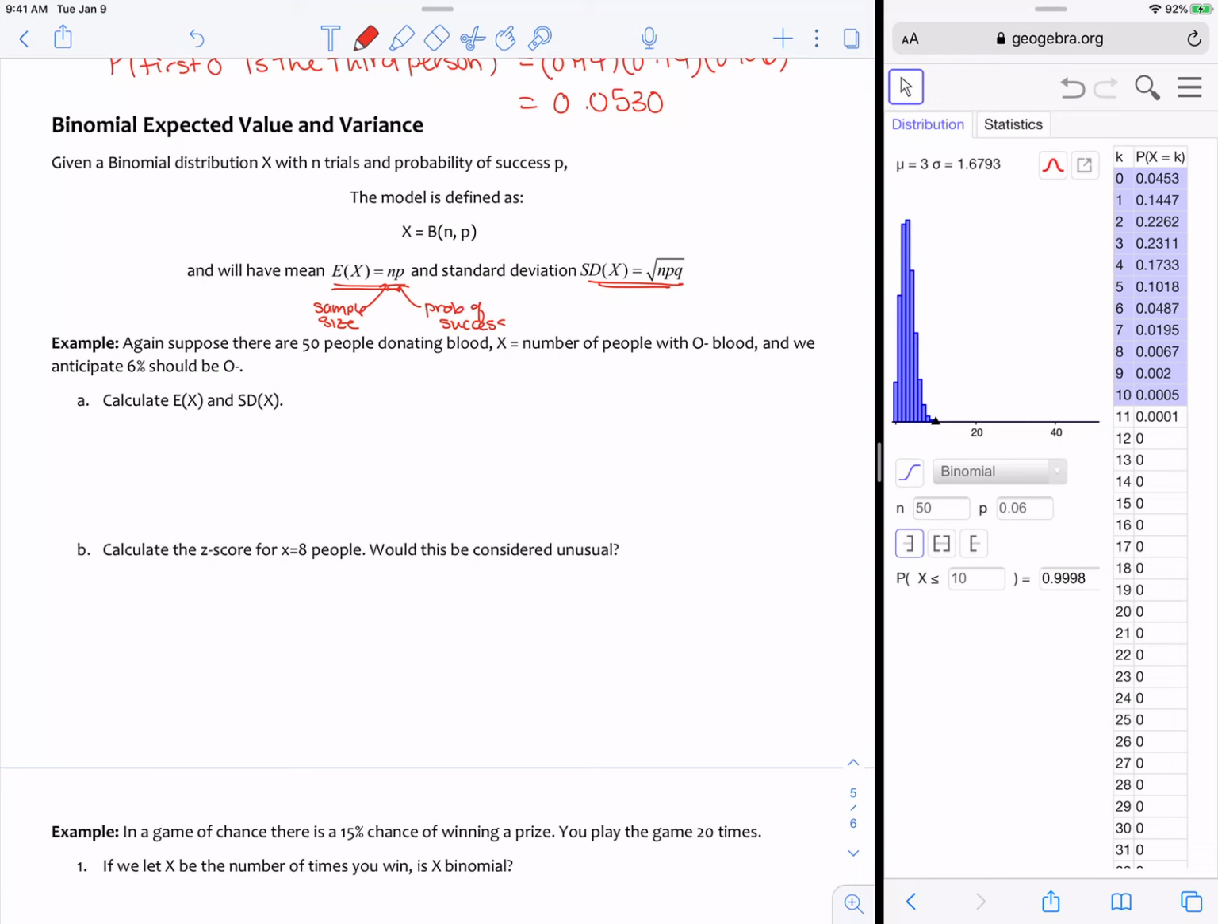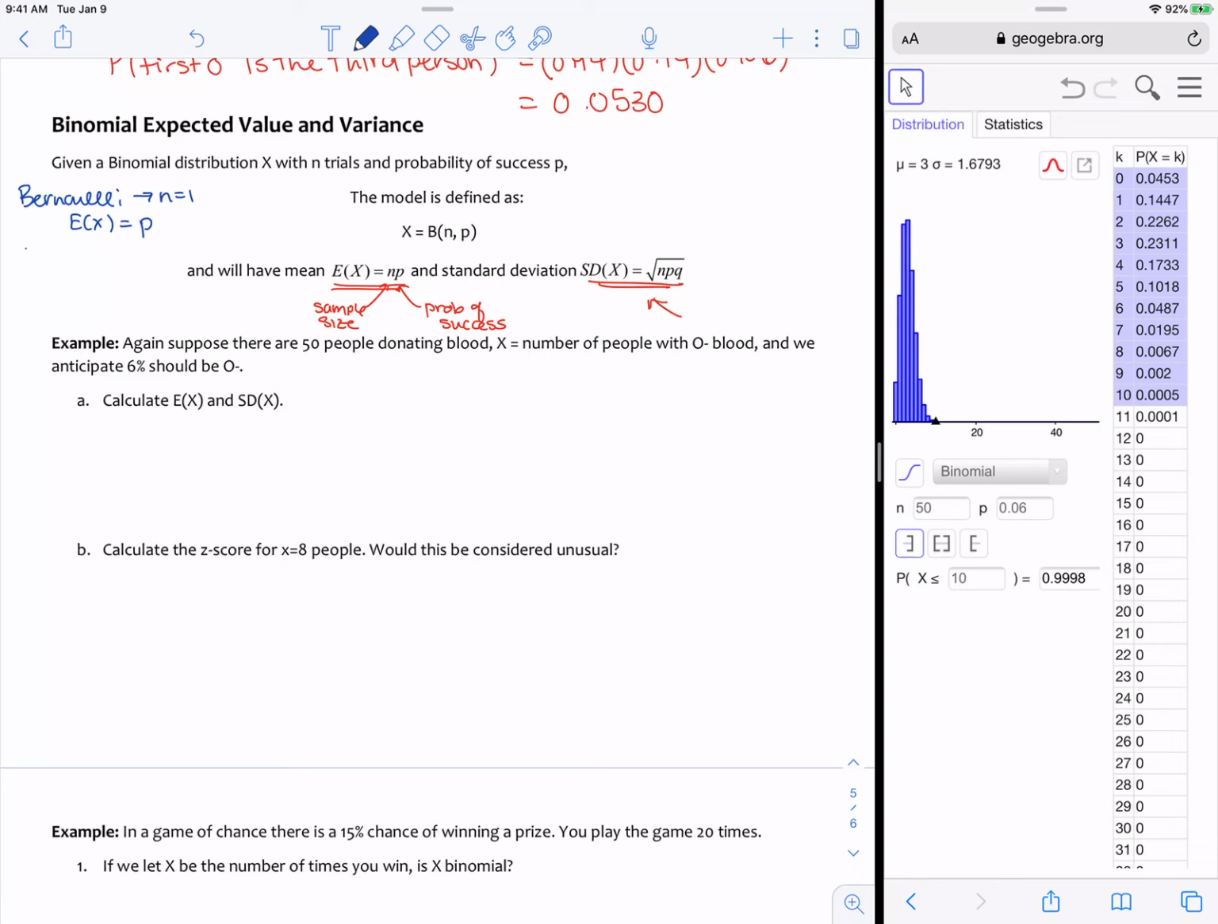And then our standard deviation is going to be equal to the square root of the sample size times the probability of success times the probability of failure. Now, what you want to notice here is how that compared with our Bernoulli calculations. Remember, we said that for Bernoulli, when we had a sample size of 1, N was equal to 1. And we said that E of X for Bernoulli was equal just to P.